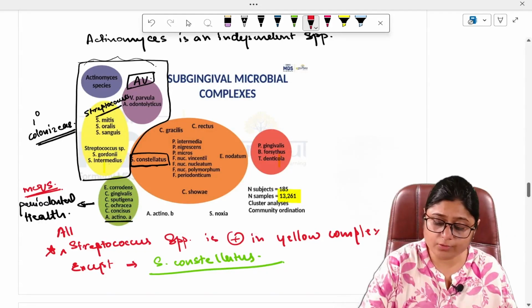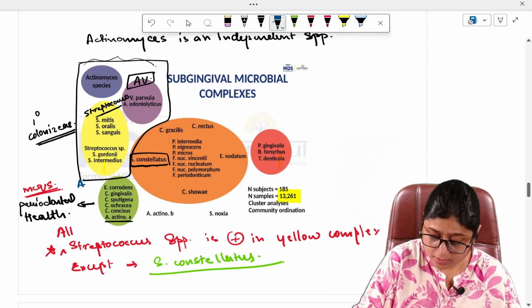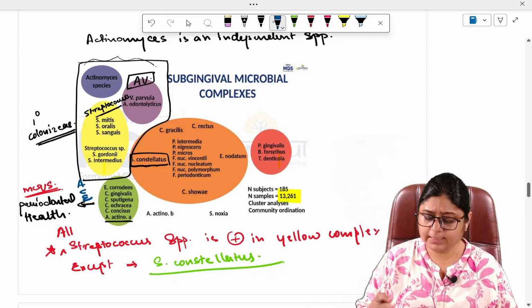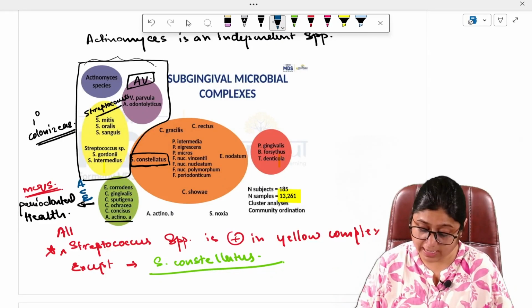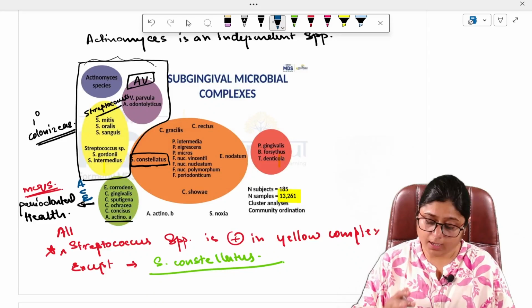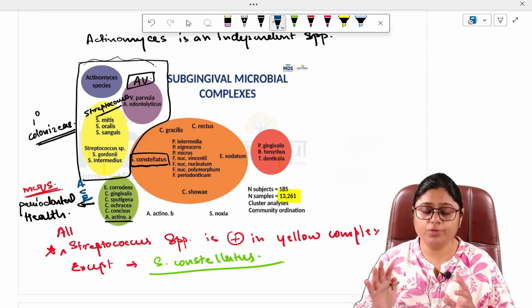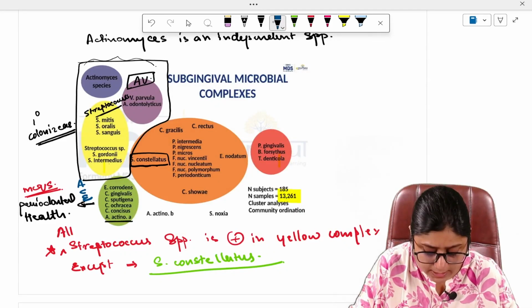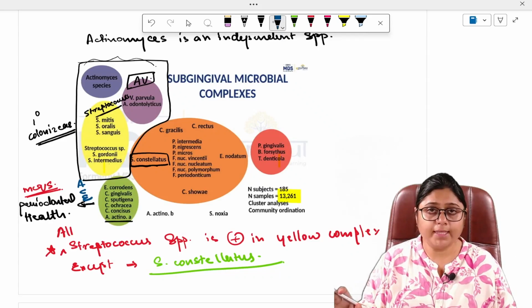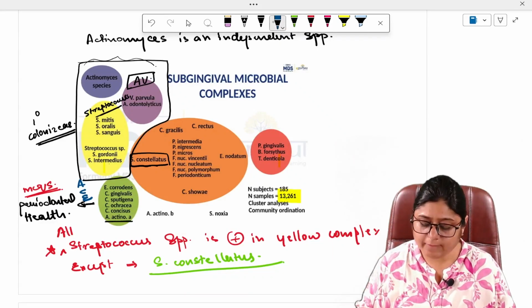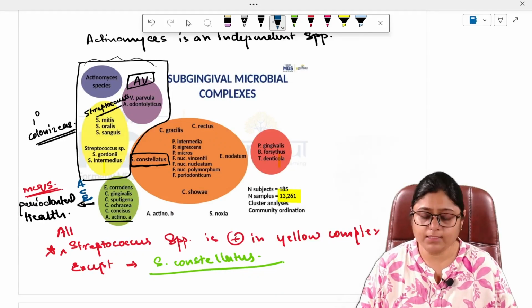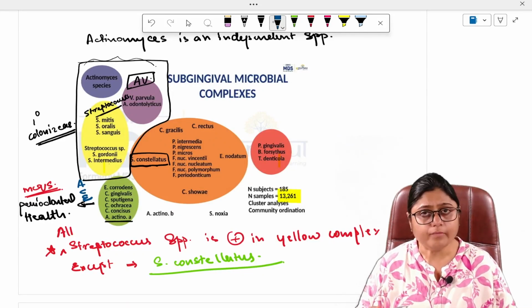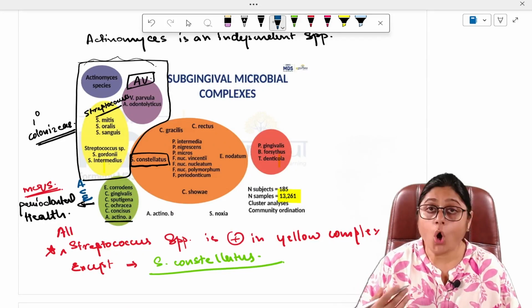Okay, and the mnemonic to remember this green complex is ACE. ACE. A for Aggregatibacter actinomycetemcomitans strain A. C for Capnocytophaga species. You need not remember all these strains. You just need to remember the species name, which is Capnocytophaga, and E for Eikenella corrodens. Eikenella species is present. ACE. Okay. Now next is the orange complex.